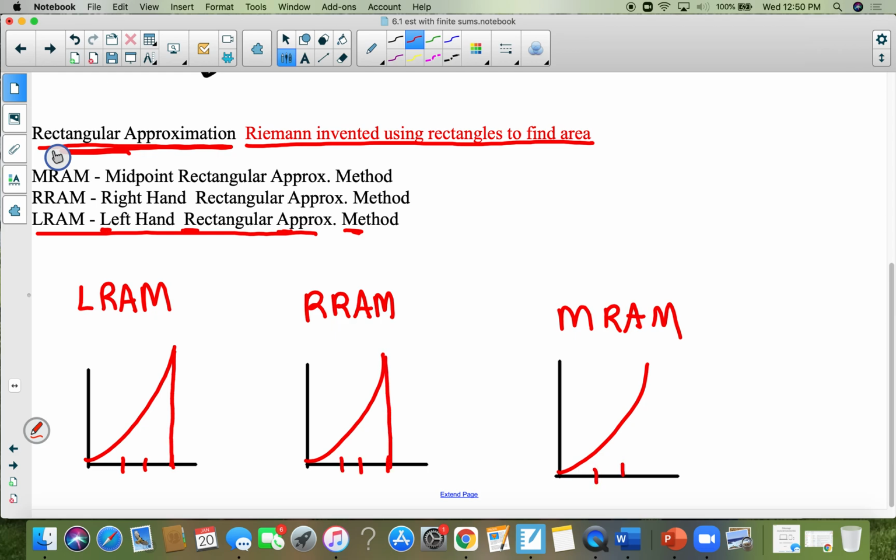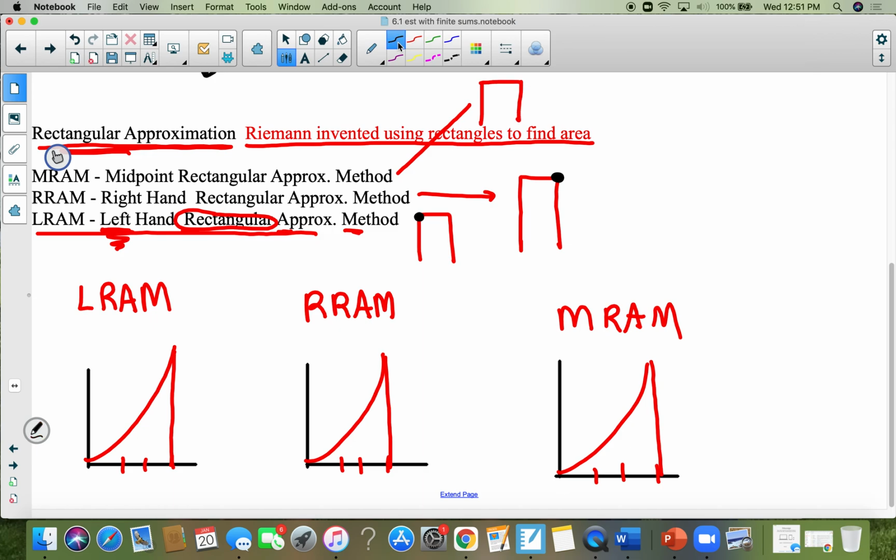So basically today, you're going to do one of these depending on which one they ask you to do. If they want you to put rectangles in here, they want you to have the left side of the rectangle touch. So they want this tip, the left side, to touch. This one, they want the right tip to touch your line, the right-hand rectangular approximation. Or they want the middle of your rectangle to touch, depending on what part of your rectangle they want you to touch.